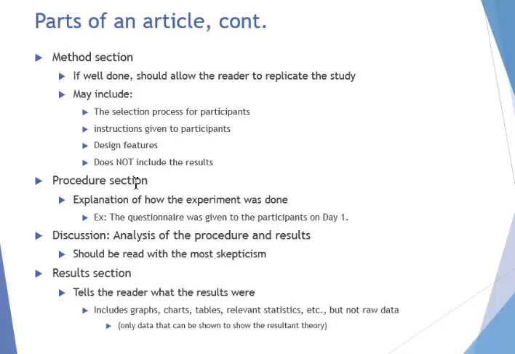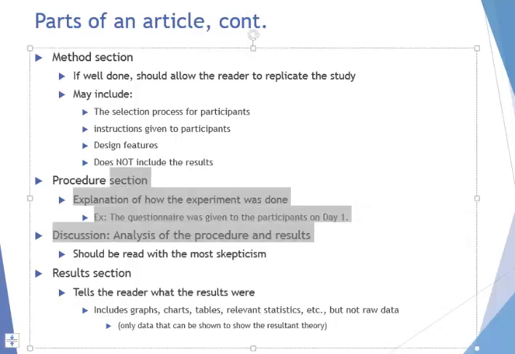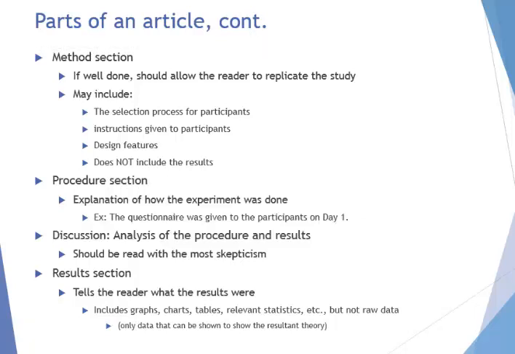Again, it doesn't go through the results. You have the procedure in terms of how the experiment was done. We had the whole apparatus set up, we had the whole method set up, and then we gave 50 people the questionnaire on day 1 before we put them in the room with the rain or without the rain, and we asked them questions about their mood, etc., etc., etc.